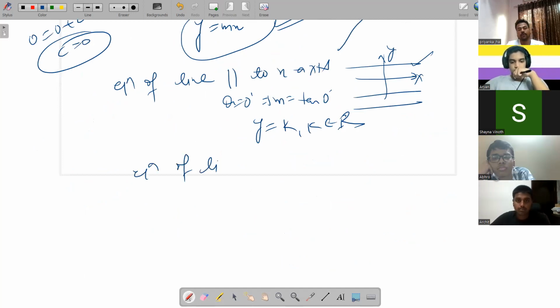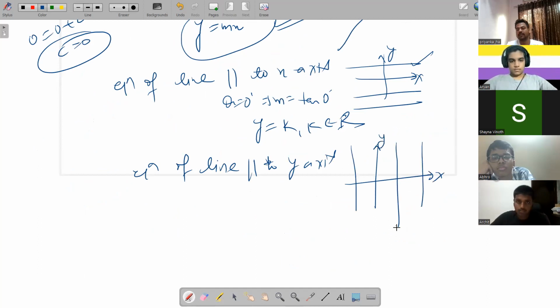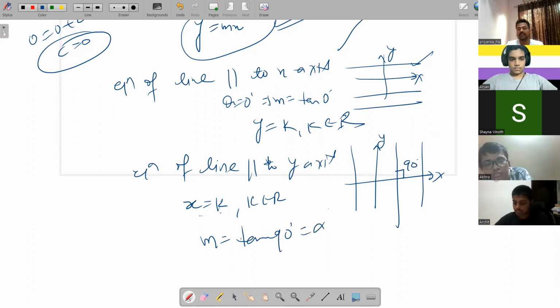Equation of a line parallel to the y-axis, like this, will be x equal to k, where k is any real number: x equal to 1, x equal to 2, x equal to 3. So any line which is parallel to the y-axis will make a 90-degree angle with the positive x-axis. So the slope of a line parallel to the y-axis will be how much? Tan 90, that is infinity.